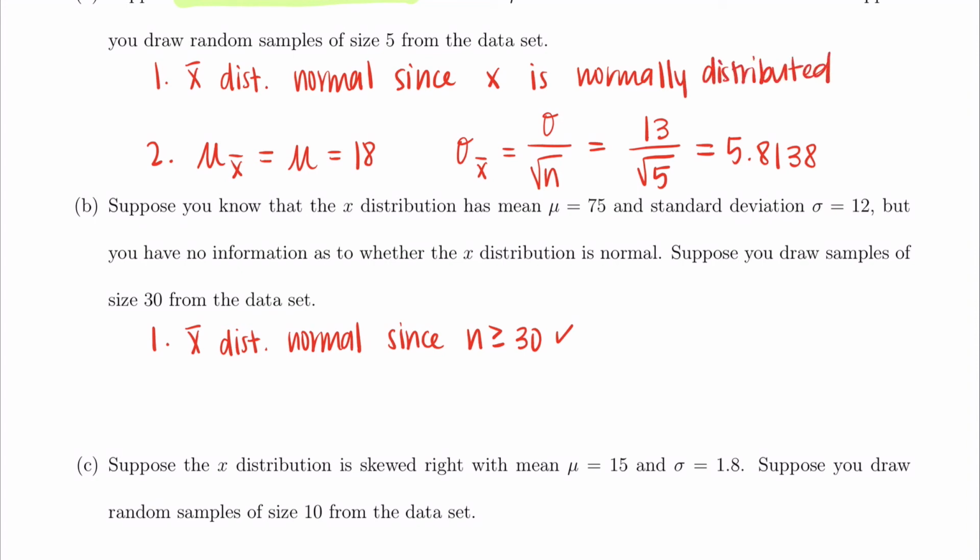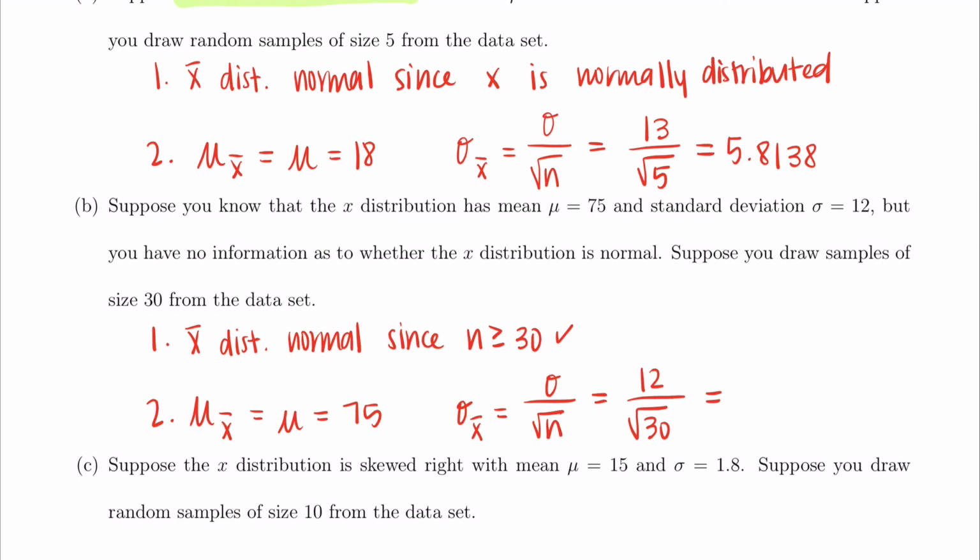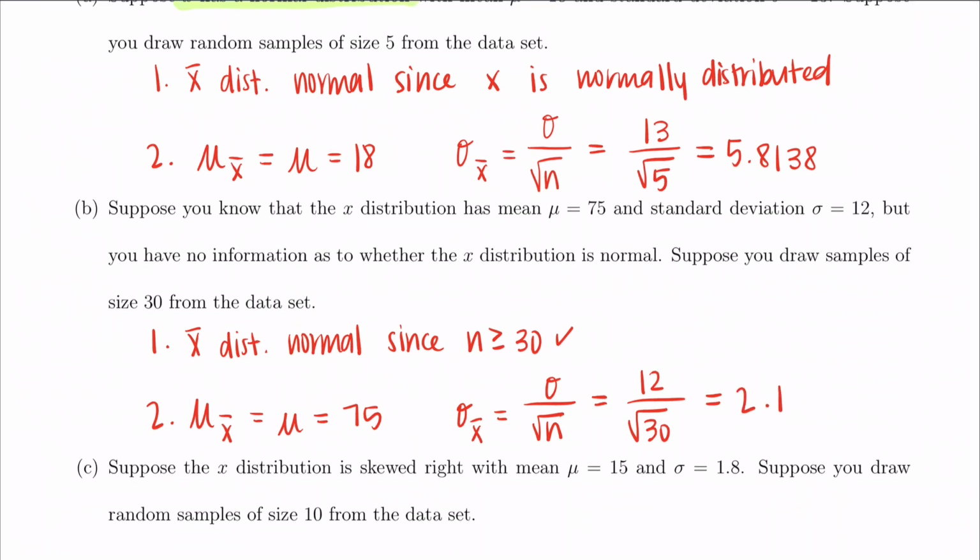Okay, so again, for part B, now that we know it's normally distributed, we can find the mean and the standard error of the x-bar distribution. Again, the mean is equal to the given mu, which in this case is 75. The standard error, sigma sub x-bar, is equal to sigma divided by the square root of n. And here you're going to get 12 divided by the square root of 30, and this is 2.191, rounded.